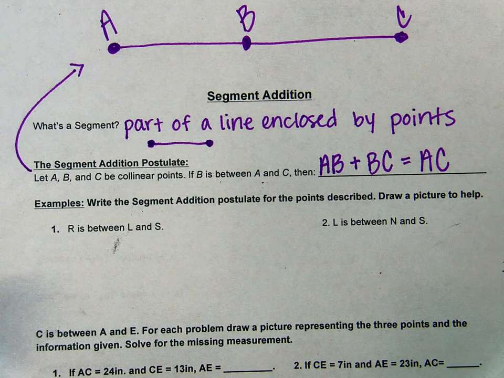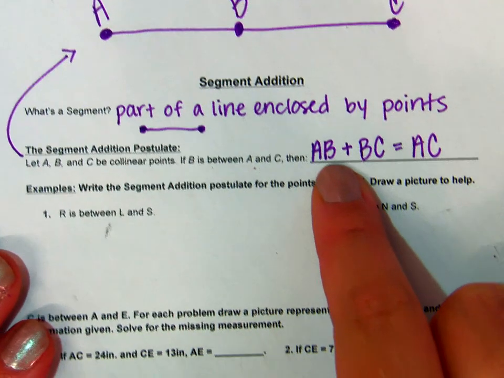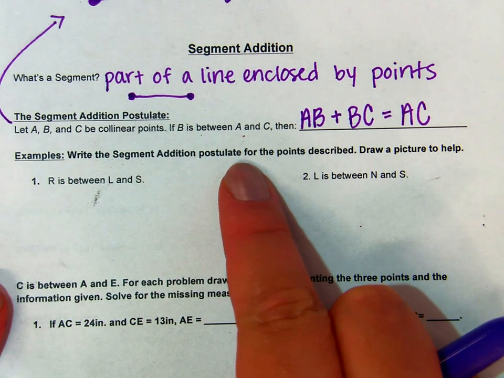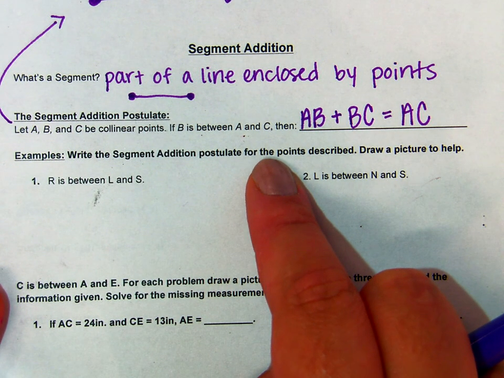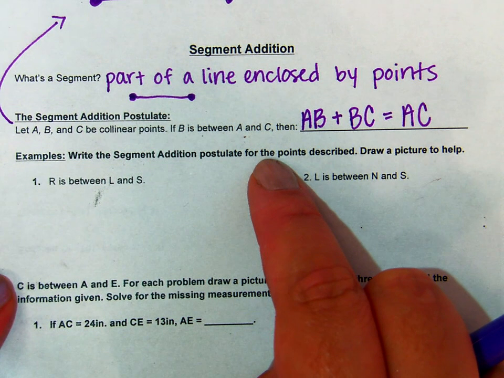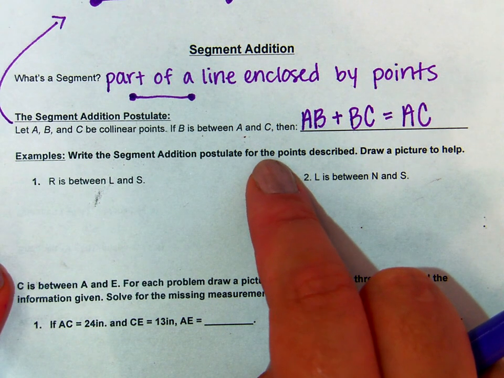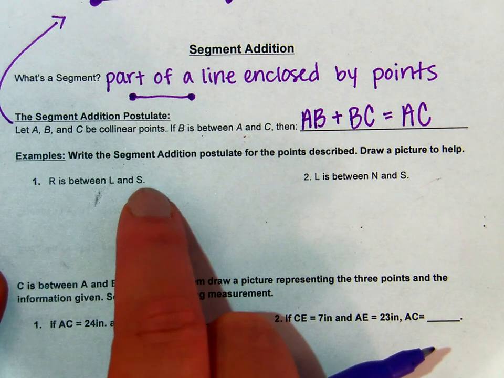So, a couple of examples. Let's go ahead and work on this right here. Write the segment addition postulate for the points described. Draw a picture to help. Guys, in geometry, if there's no picture, draw one. It'll make your life significantly easier. Okay? R is between L and S.